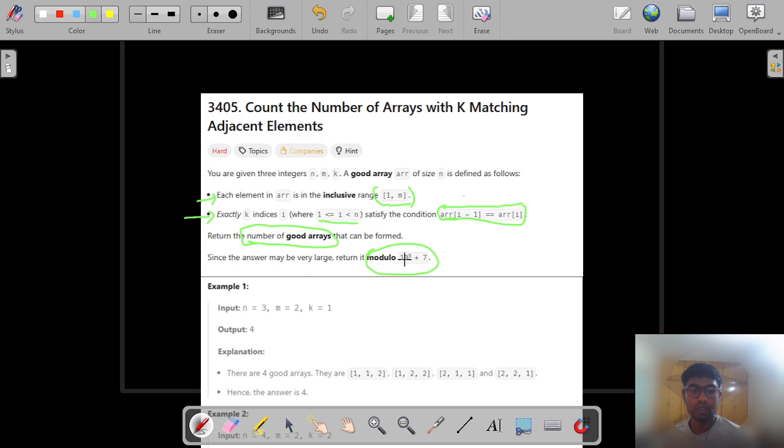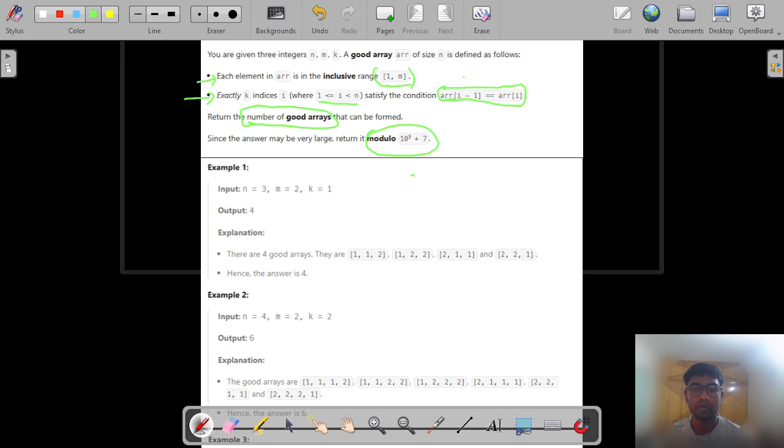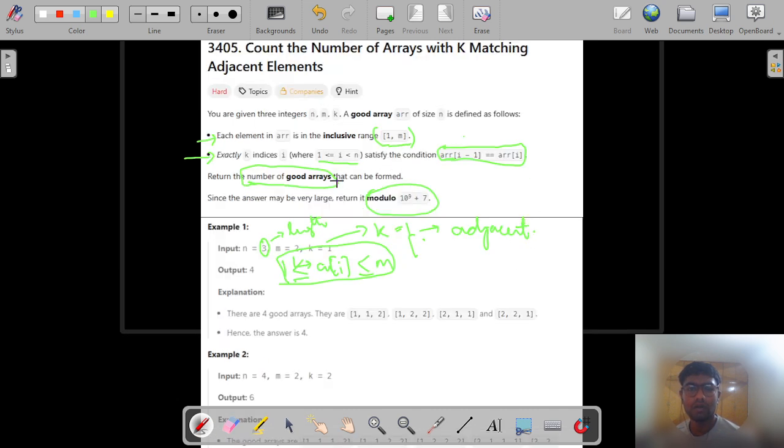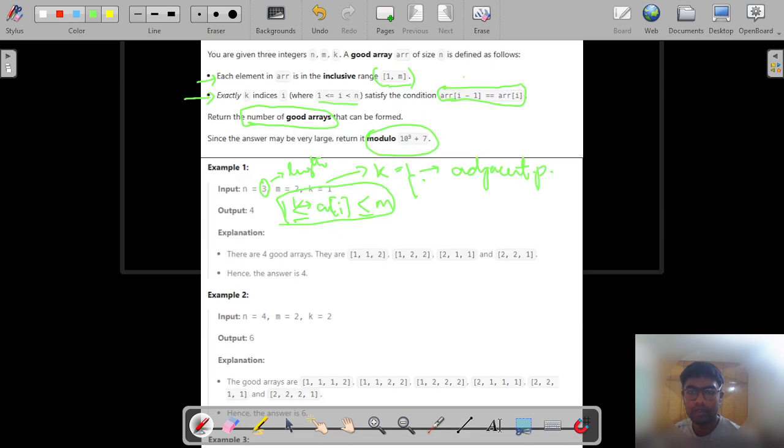Okay, so let us look at this example. We need to consider the length of the array as 3, and any element at index i should be within the range less than or equal to m and greater than or equal to 1. So this is the understanding. And if k is equal to 1, it means there can be one adjacent pair, the number of adjacent pairs.